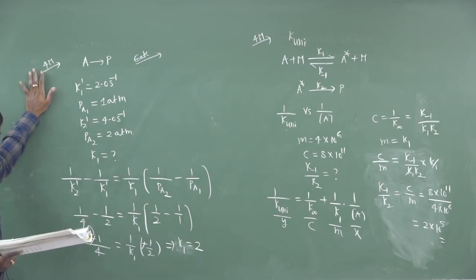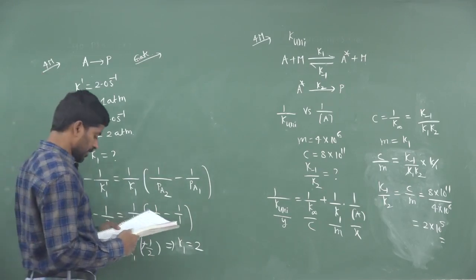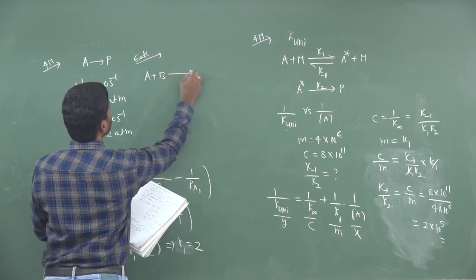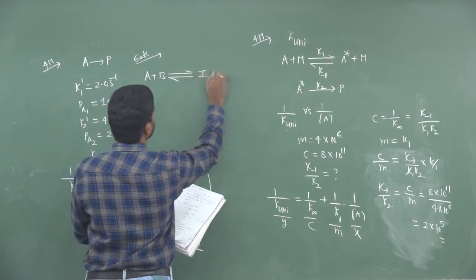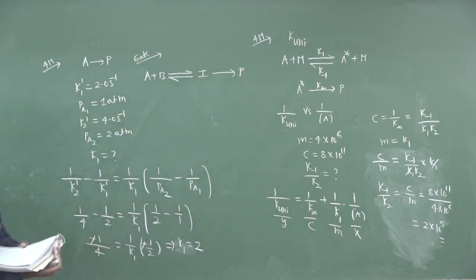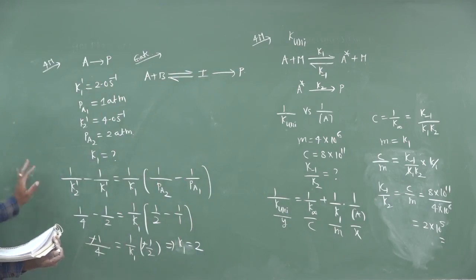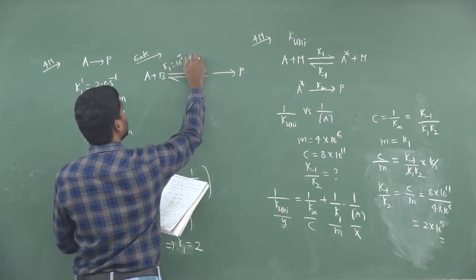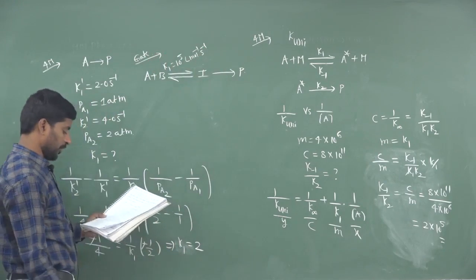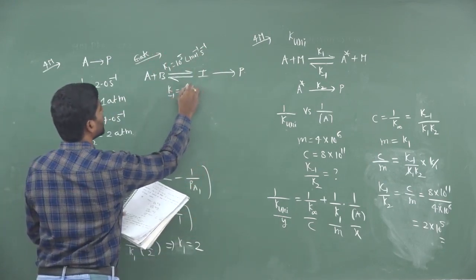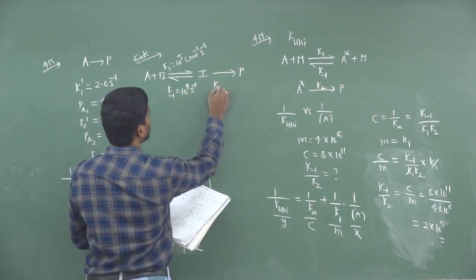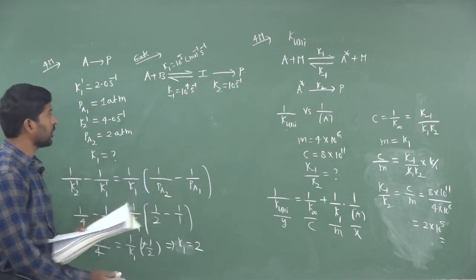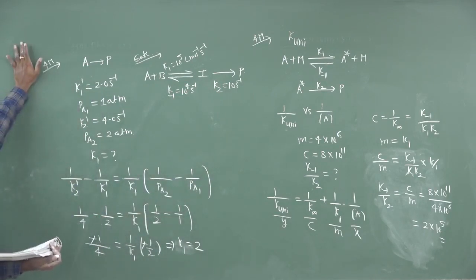For the following reaction, A plus B gives rise to intermediate I, and the reverse reaction I gives product. The corresponding rate constants are given: K1 is equal to 10 power 5 liter per mole per second, K minus 1 is equal to 10 power 4 second inverse, and K2 is equal to 10 second inverse.